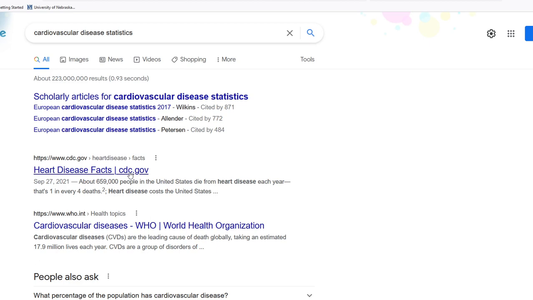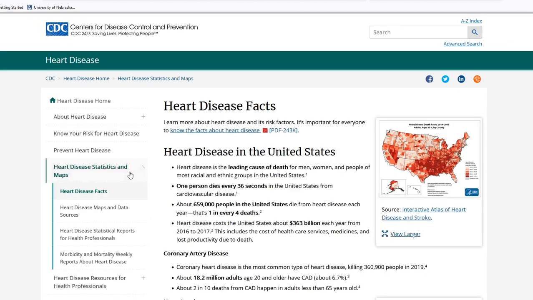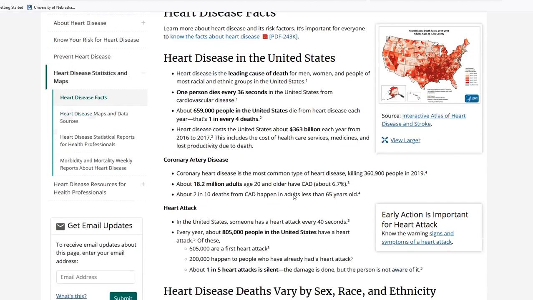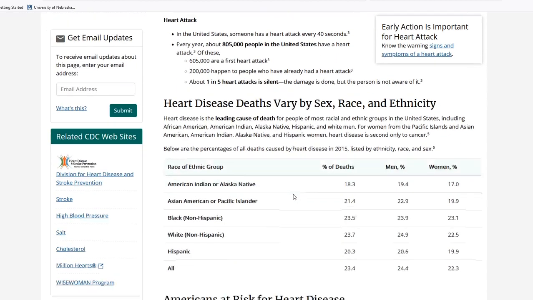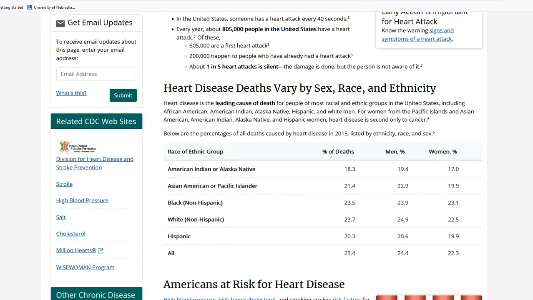Usually CDC has a very good website on statistics. Even websites like Mayo Clinic refer to CDC statistics. So it's better to go to CDC first. So this is a manifestation of social epidemiology.